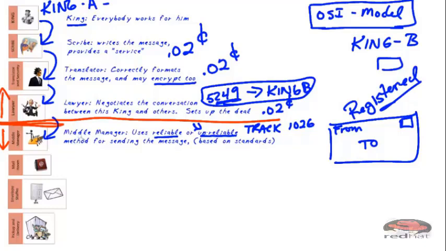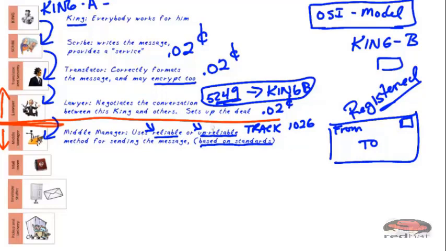So the middle manager is going to use reliable or unreliable transport requirements, and he is not going to just make up his own mind. He's going to do it based on a set of standards that are in place. For example, maybe if it's a message from the king, the middle manager always has to use reliable. If it's some other type of message from some other person, perhaps he chooses unreliable.